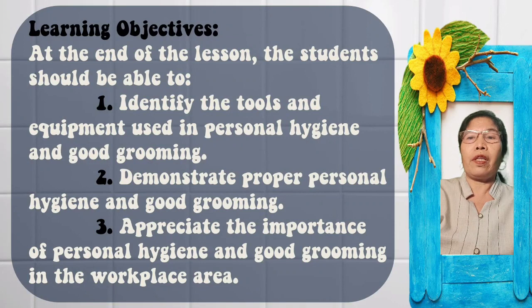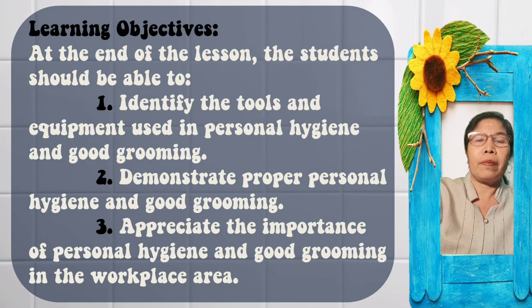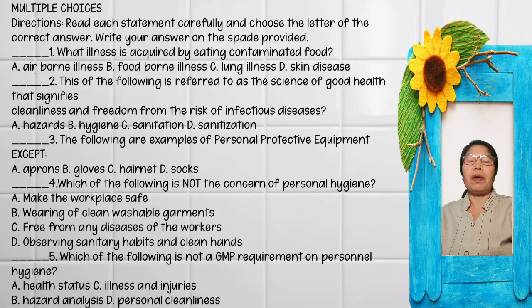Our learning objectives are: 1. Identify the tools and equipment used in personal hygiene and good grooming. 2. Demonstrate proper personal hygiene and good grooming. 3. Appreciate the importance of personal hygiene and good grooming in the workplace area. Now let's see if you know something about our lesson for today. All you have to do is choose the best or the correct answer from the given statements.